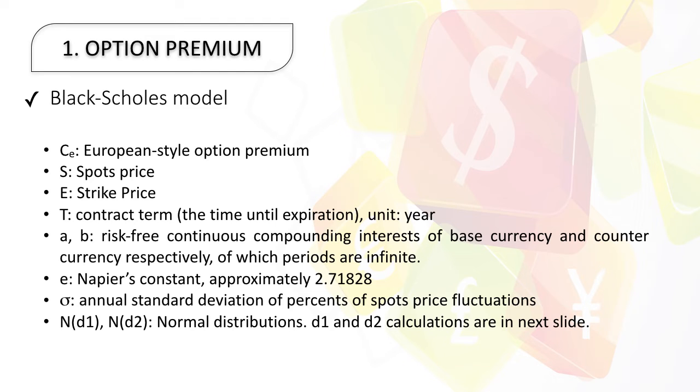Where SE is the European-style option premium, S is the spot price, E is the strike price, T is the contract term, or the time until expiration, of which the unit is year. A and B are the risk-free continuous compounding interest rates of the base currency and counter currency respectively, of which the number of periods is infinite. e is the Napier's constant, approximately 2.71828.